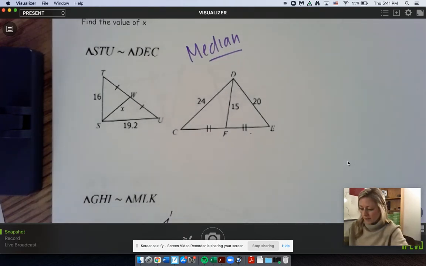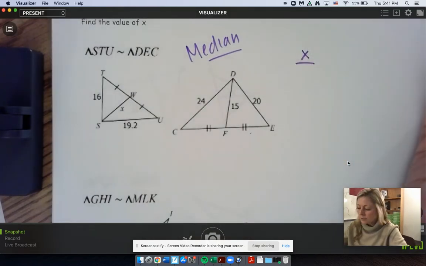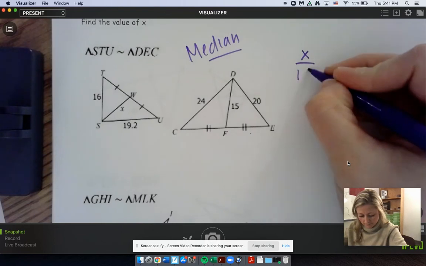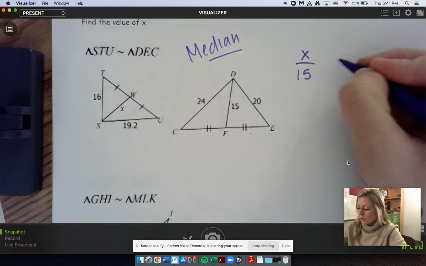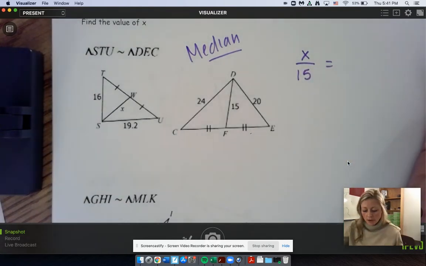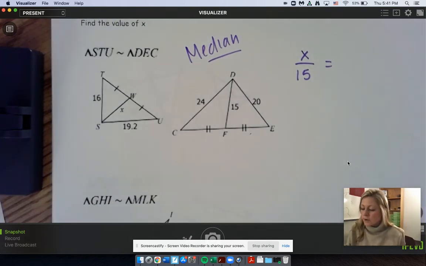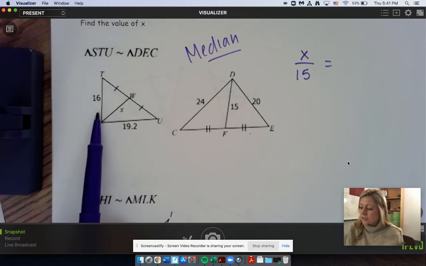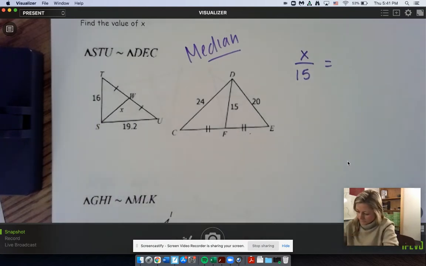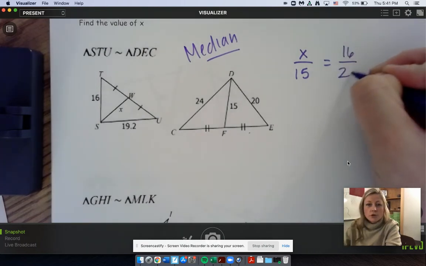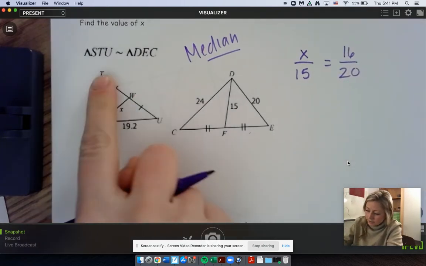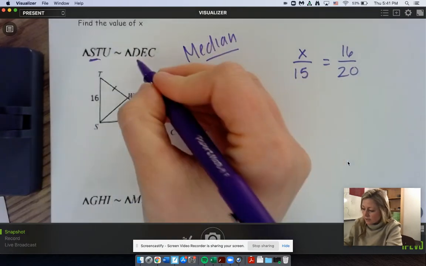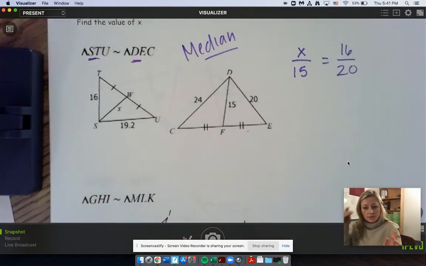If I pick my median on this triangle, it'd be x. What does x match in the other triangle? It matches 15. And now it's kind of your choice. I always gravitate to the smaller numbers, so I'm going to pick 16. ST, what does ST match? ST would match 20. You can use your code up here if that helps you. ST right here, first two, would match DE, which is also 20. There are multiple ways you can do this. Just giving you some options here.